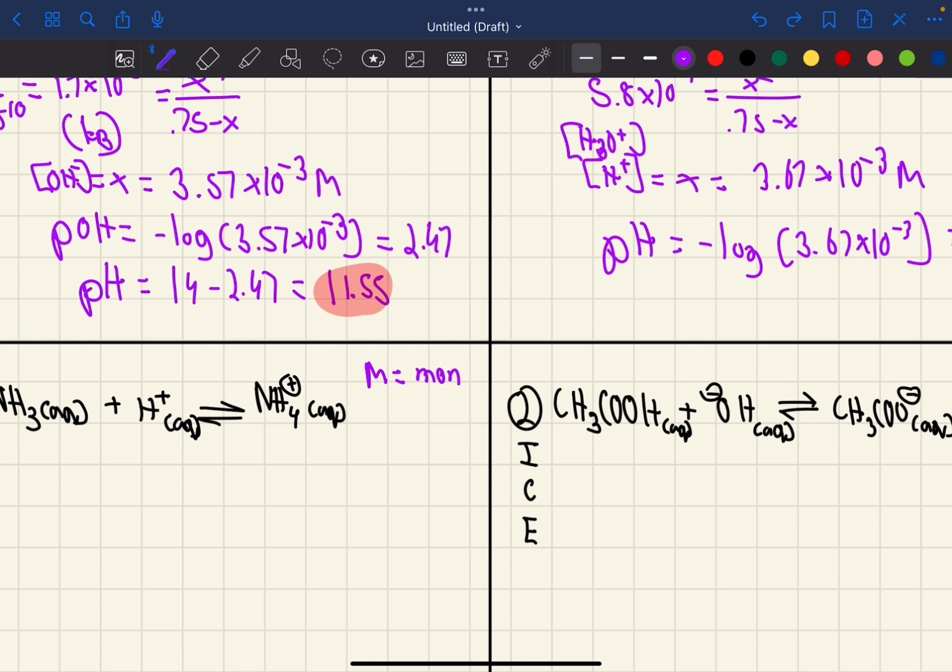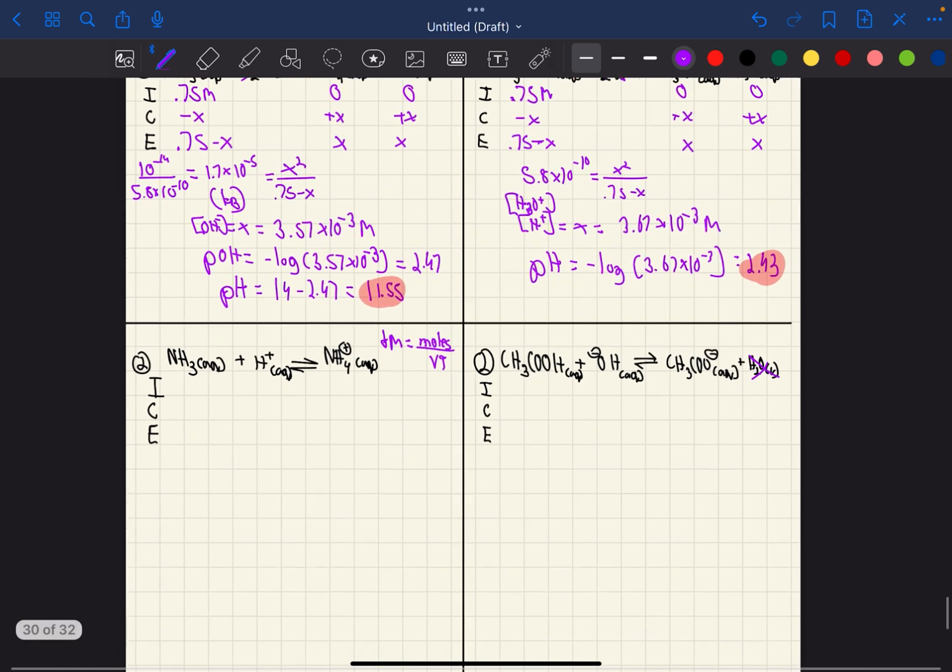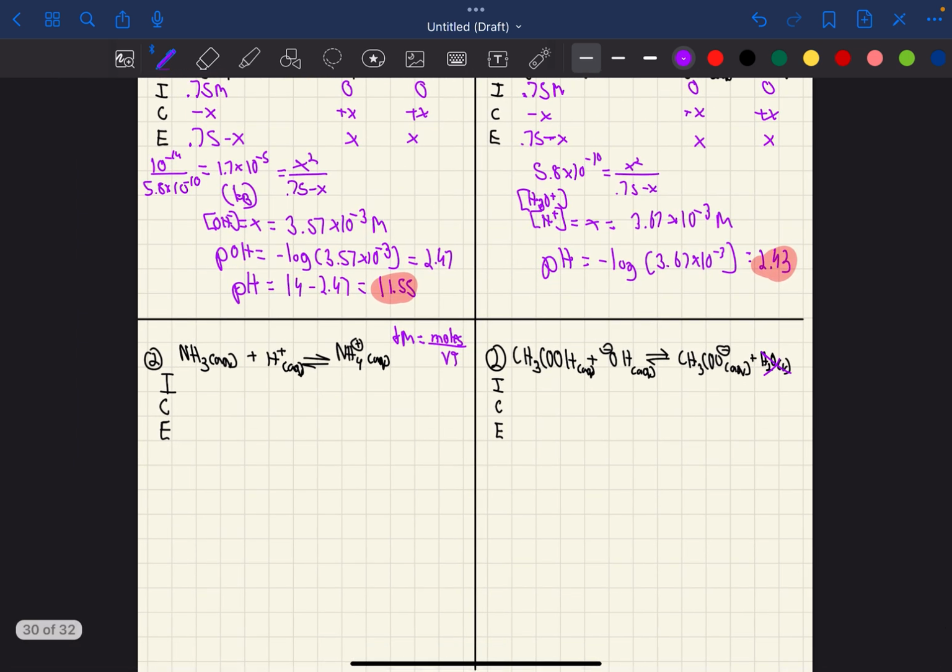Oops, I spelled moles wrong. Okay. Moles over volume, right? If your volume increases, your molarity would drop, right? Because it's an inverse relationship, right? Makes sense, right? So that's why you have to solve for moles for all of your parts.